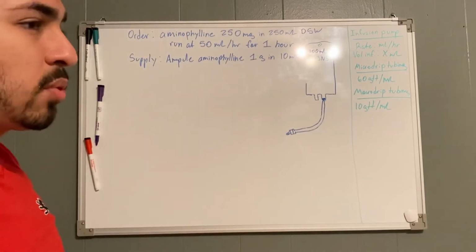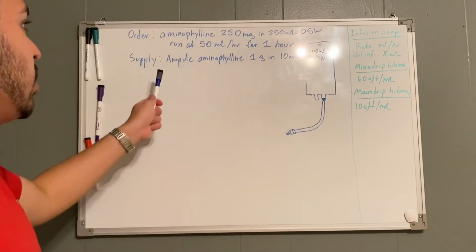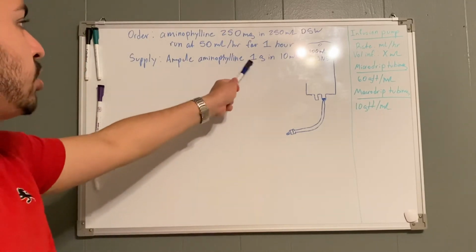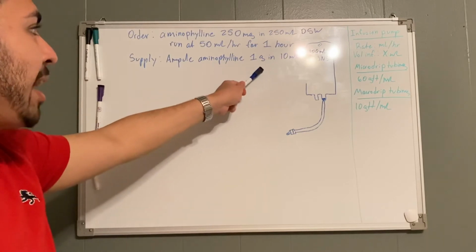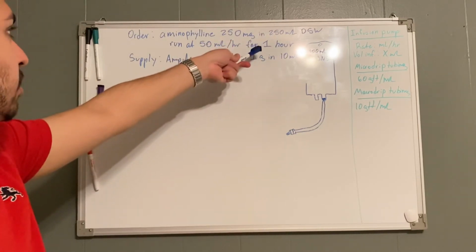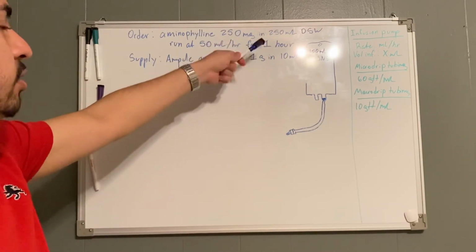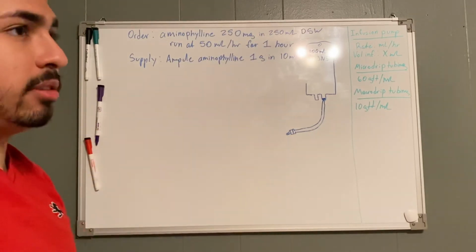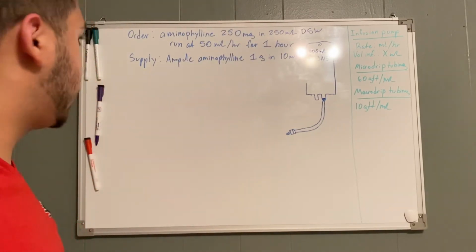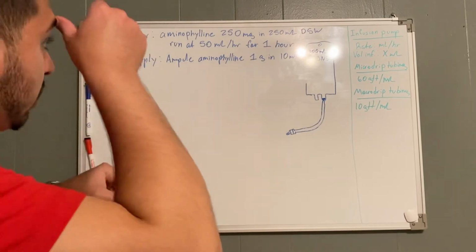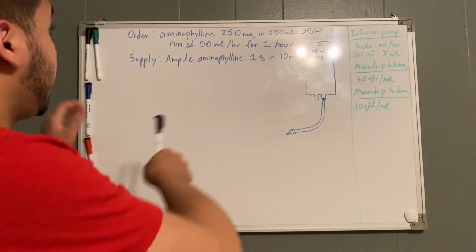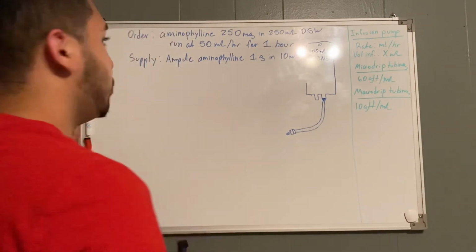So with this question, we have to figure out a few things. We have to figure out how much to pull from the ampule to add to the bag, and we have to figure out the drip rate because we don't have an infusion pump. So let's go ahead and start breaking this down. First, we want to figure out how much medication to pull from the ampule.